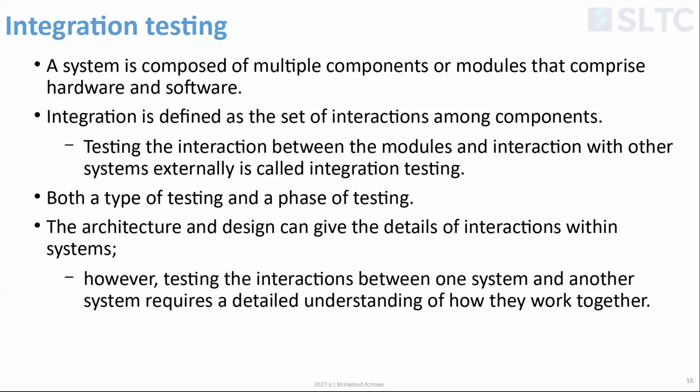And the architecture and design of a system can give the details of interaction within systems. So if you look at a system's architecture and also the design of the system, it will give details about how the modules are talking to each other, isn't it? So if you want to understand how the modules are talking, you have to look at the architecture of the system. If you want to understand how these pieces are talking to each other, you must have a very detailed understanding of how they work together.